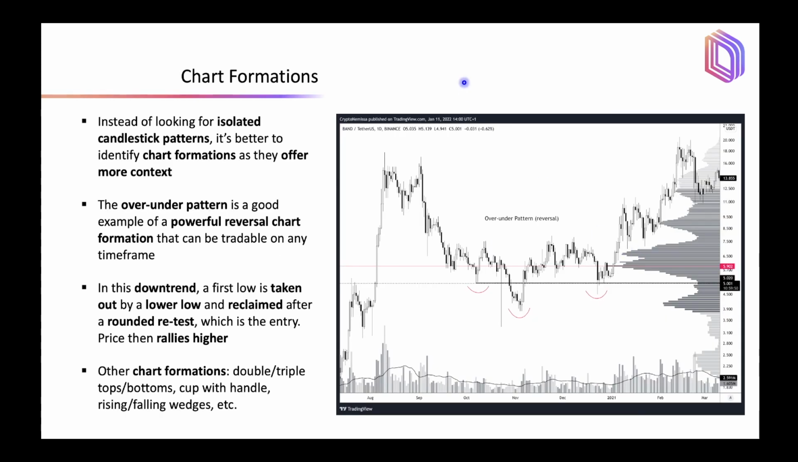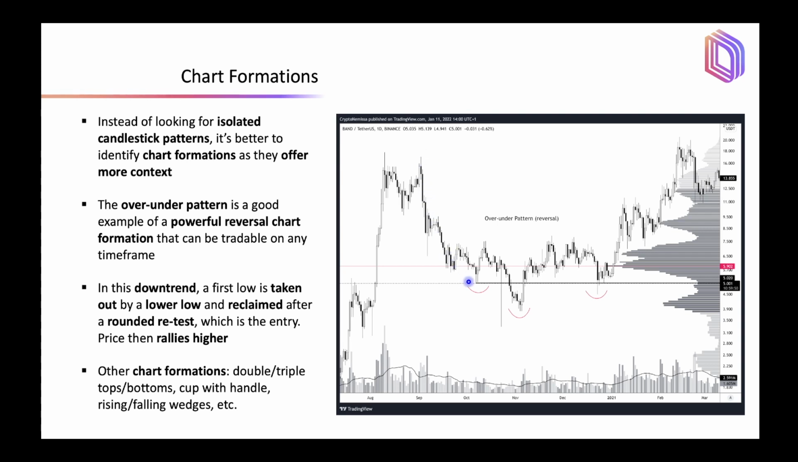In terms of chart formations, instead of looking for isolated candlestick patterns, it's indeed better to identify chart formations because they offer more context, because those chart formations are composed of multiple candles. So here we have an example on Bannon again, and we are looking at an over-under pattern, which is a reversal pattern that can be tradable on any time frame.